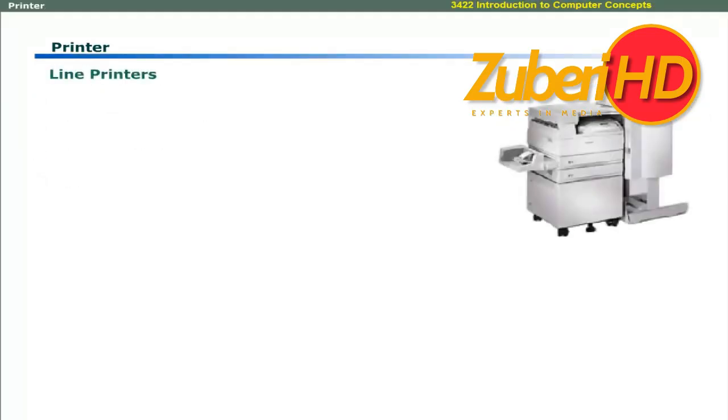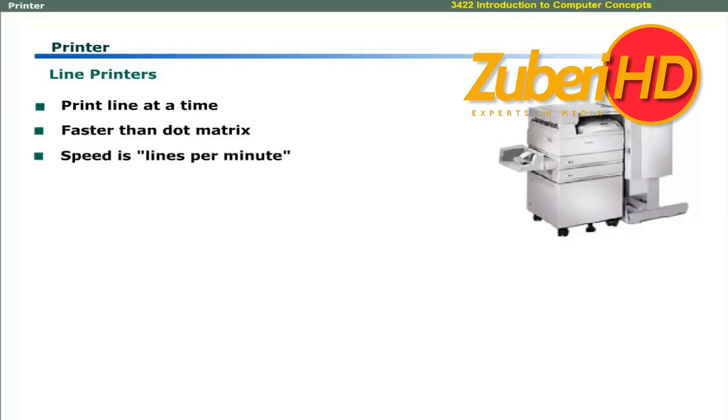Line printers print a line at a time. These are faster than the dot matrix and daisy wheel printers. The speed of a line printer is measured in terms of lines per minute.